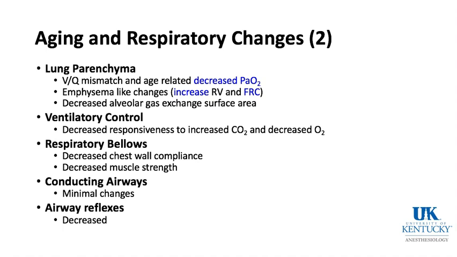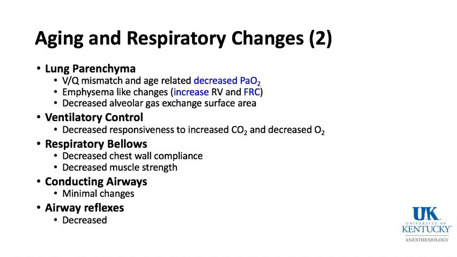Response to carbon dioxide and hypoxemia. Both of those are impaired as you age. That is, as CO2 goes up, you should breathe faster. As oxygen goes down, you should breathe faster. And this is not as good as you age. Respiratory bellows, that is the strength of the chest wall, the compliance of the chest wall, muscle strength, all are impaired in the elderly. The conducting airways, usually there's not much change there, and we already mentioned that airway reflexes are decreased.